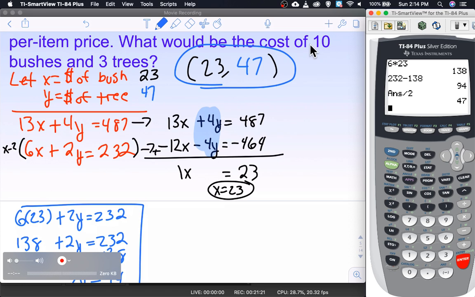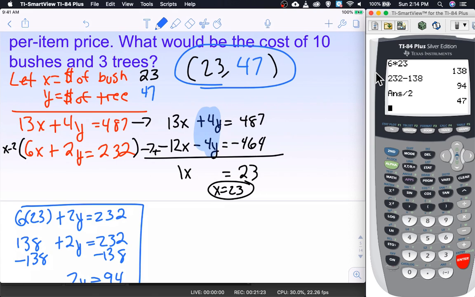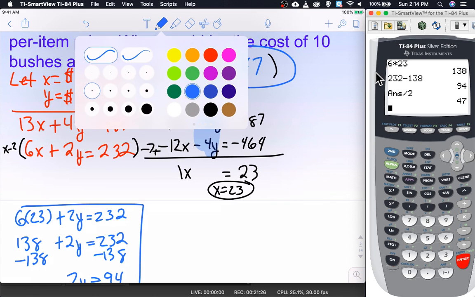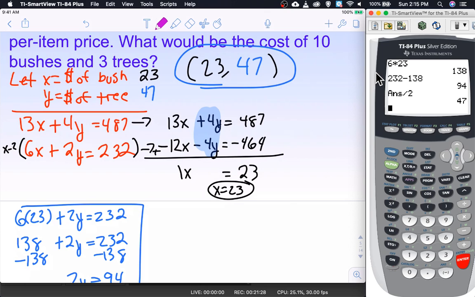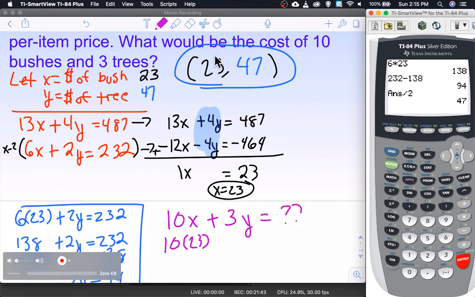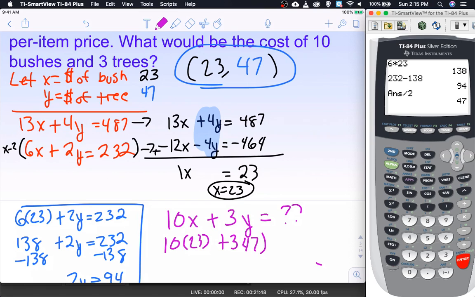So what would be the cost of 10 bushes and 3 trees? If you didn't do it, maybe you want to do that now. If you did, let's go through it. So 10 bushes and 3 trees costs something. That's kind of what we want to figure out. But I know that each bush costs $23. We figured that out here. And each tree costs $47. So I can figure out how much this would cost altogether.